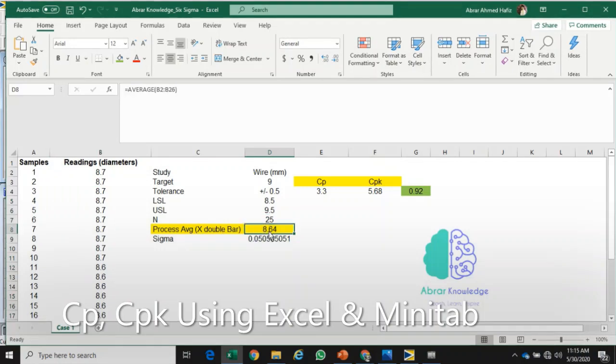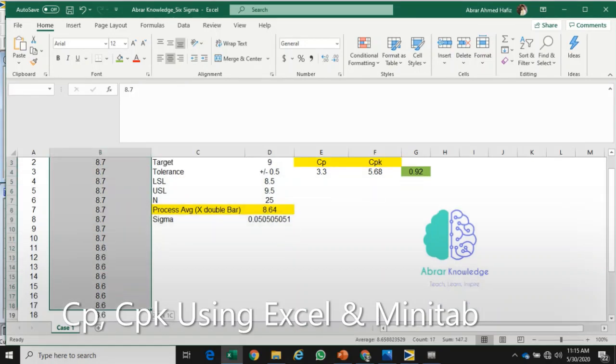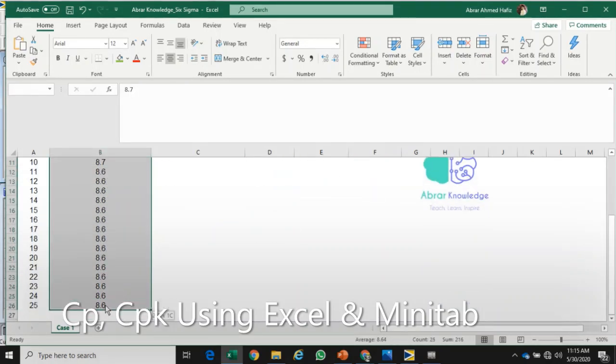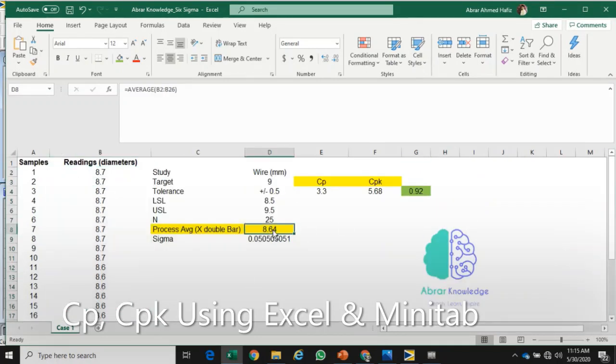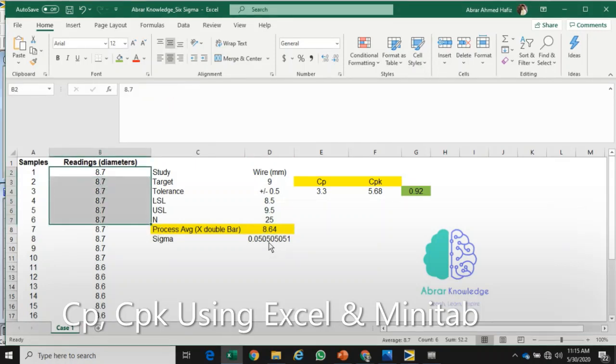This is the process average. In Minitab it's called X double bar. So the average is 8.64. I have used the formula here, B2 to B26. This is my B2 and until B26, and the sigma value is 0.05.